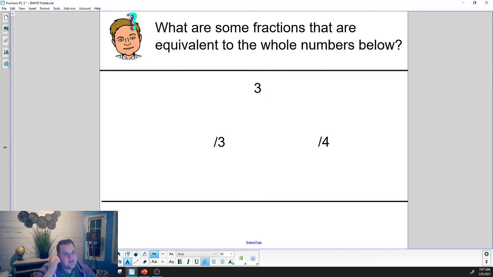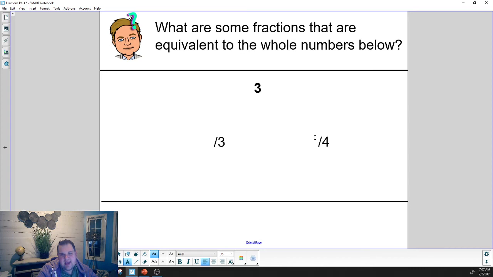Let's think about one more thing together, and that's without pictures, I'm wondering if we can create some fractions that are equivalent to the whole number. So the whole number that we're going to be thinking about is 3 today. So I'm going to bold that so that we don't forget. 3 is our whole number.